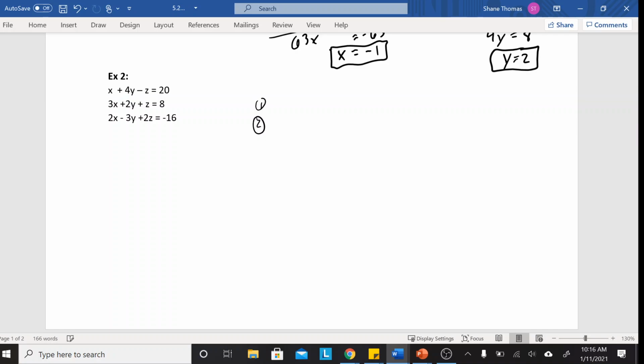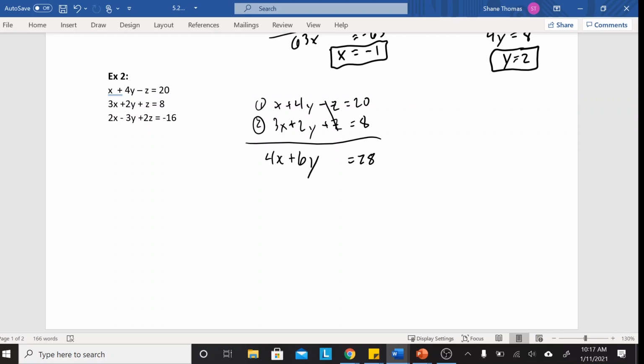So 1: x plus 4y minus z equals 20. 2 is going to be 3x plus 2y plus z equals 8. And these are the ones that are really, really nice because, look at that already. Bam. Z's gone. I didn't even have to multiply. These are the ones I like. These are the ones that get the process rolling really quick. So 4x plus 6y. Z's are gone. It's going to be equal to 28. All right. First one down.